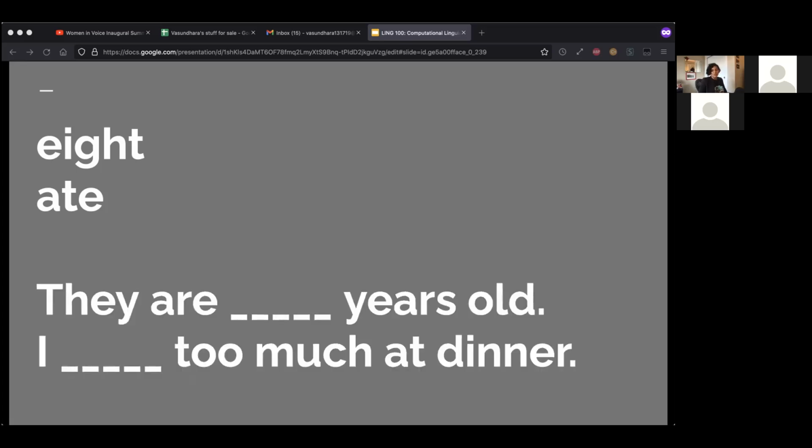So the context that I want to show you, and this is of course a cherry-picked example, but it does support the argument that context makes it easier. For example, if I said they are dash years old, what would you put in there of these two options? And if I had the next sentence, which says I dash too much at dinner, what is the most likely thing you're going to pick? It's fairly obvious that you would pick the first one for the first sentence, and the second one for the second sentence.